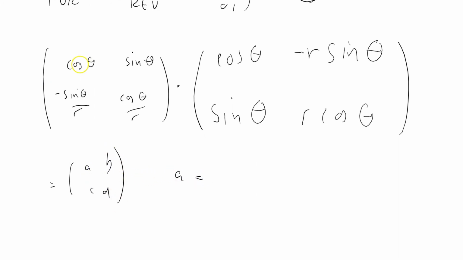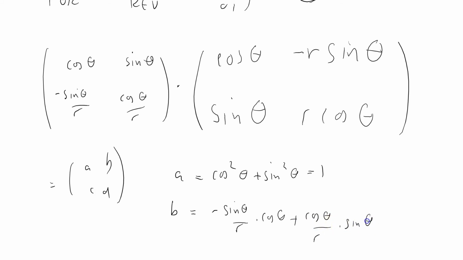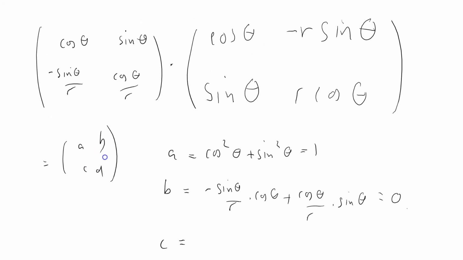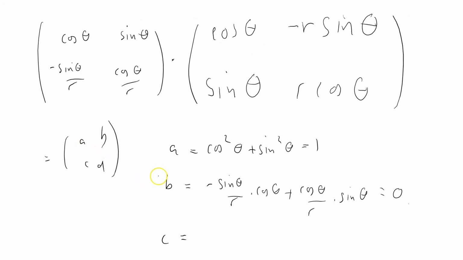A equals cos squared θ plus sine squared θ, equals 1. B equals minus sine θ over r times cos θ plus cos θ over r times sine θ, equals 0. C is pretty much the same thing, which is 0. And D equals 1, of course, because it's 1 over r.